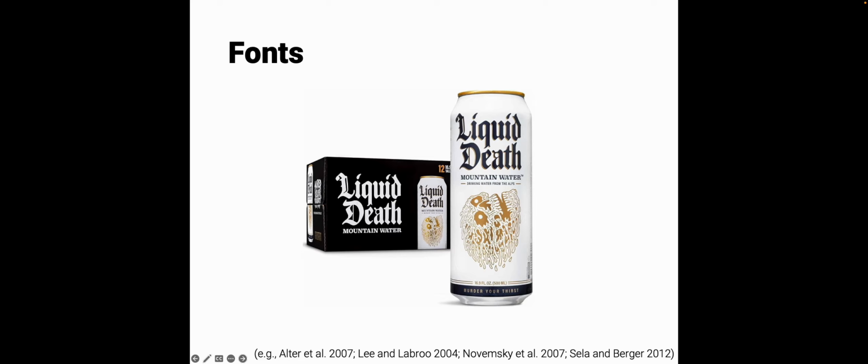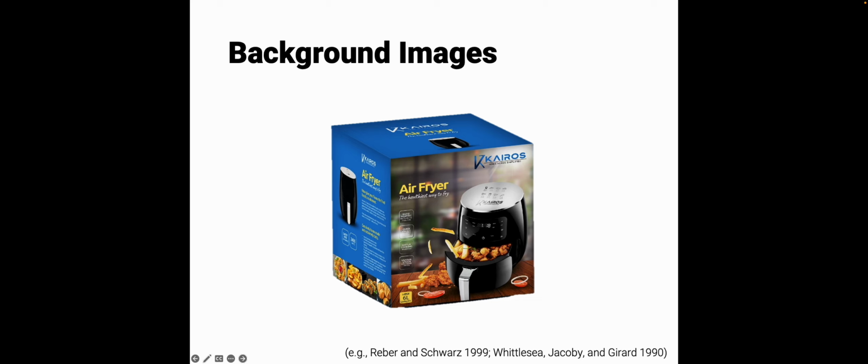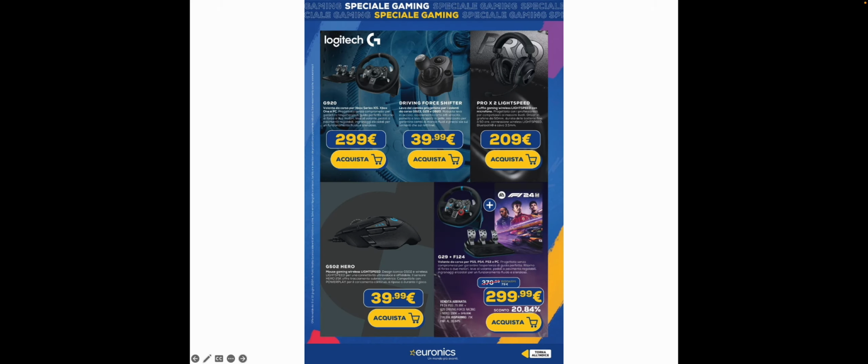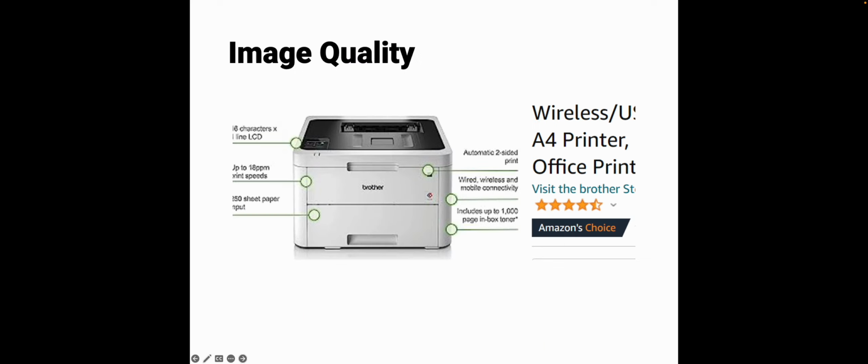For example, if a company uses a hard-to-read font in their packaging, visual designers will also present text on top of background images. While they may be more visually appealing, these images can make reading the text more difficult, leading to disfluency. You see this very commonly in flyers like this one from a local electronics store.